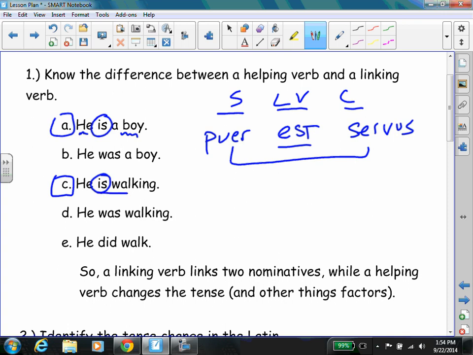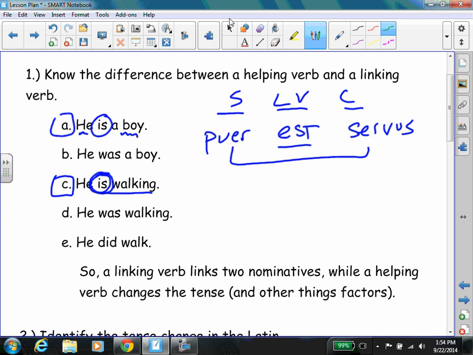Down here in C, though, there is not a link happening. He walking is not being connected with is. Is is helping the verb walk identify its tense. In this case, we have the present tense. In English, we would call this the present progressive, a continuing action. But it is present tense, and that helping verb helps walk change its tense. And other forms too later, but we'll get to those when we get to them.